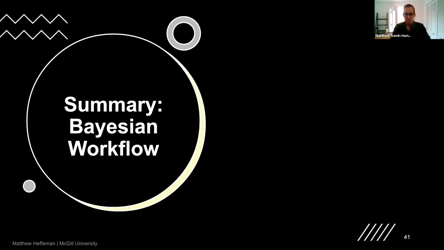And then a brief summary of the Bayesian workflow. It's an algorithm to ensure reliable, robust, and reproducible inference. And that should be our universal goal. It's not necessarily a textbook cookie cutter set of steps; it needs to be adapted to the particular application at hand.